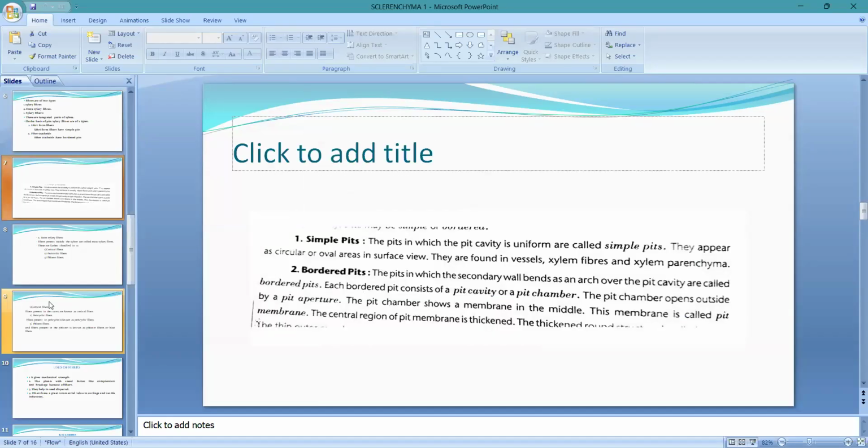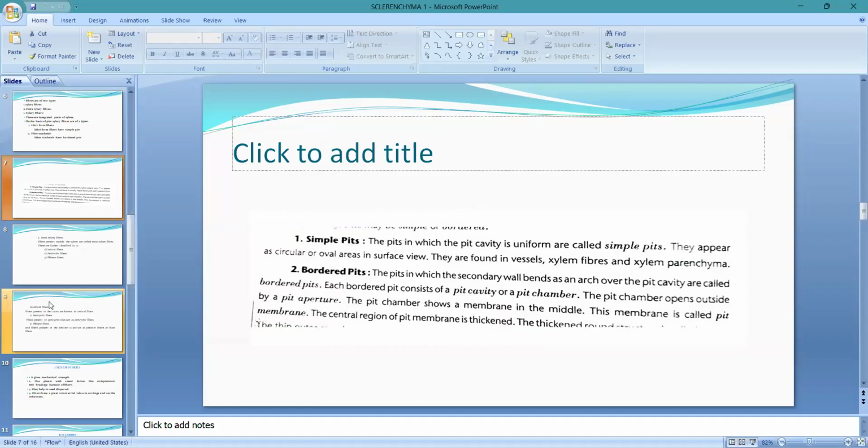The pits in which the pit cavity is uniform are called simple pits. They appear as circular or oval areas in surface view. They are found in vessels, xylem fibers and xylem parenchyma. The pits in which the pit cavity is uniform, that is simple pits.